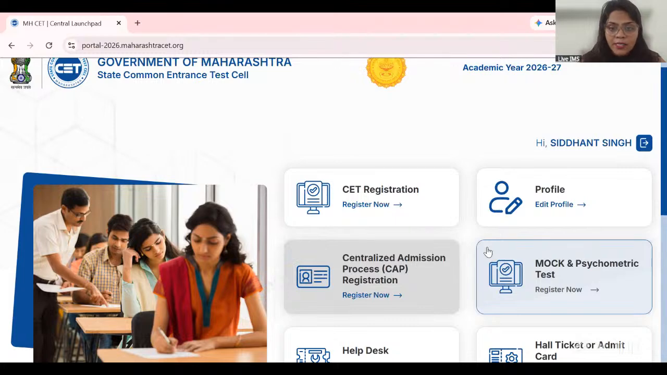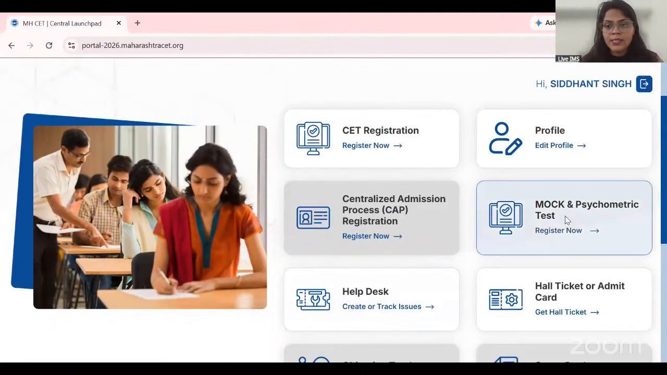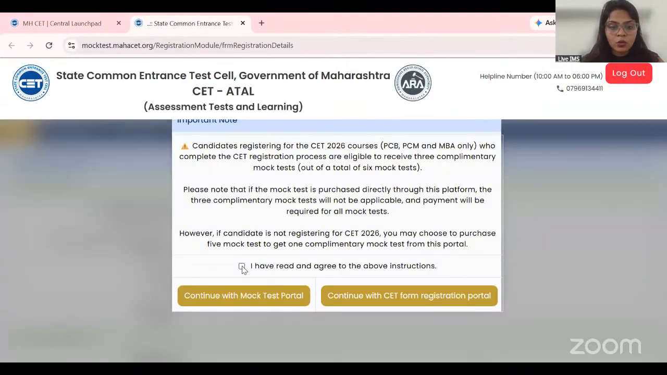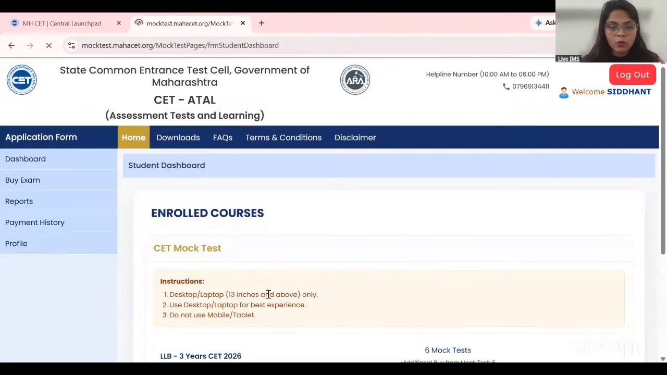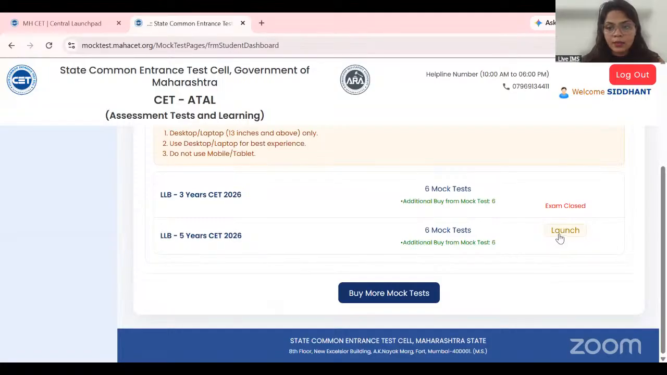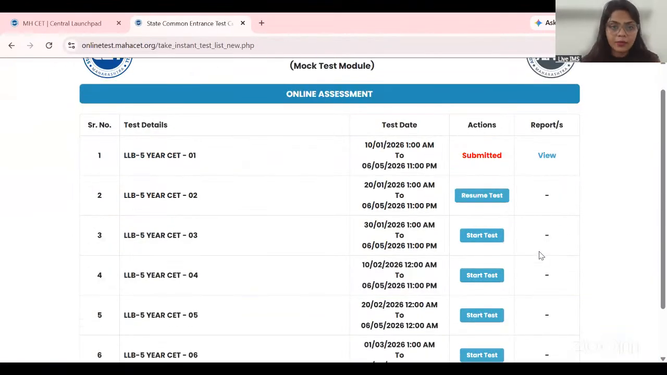And as you have already seen, I have logged in to the portal, right? Once you log in, you have to go to mock and psychometric test. Here you click on the dialog box and then go to the mock test portal. Here you will have to click on launch and then the test window will be opened.